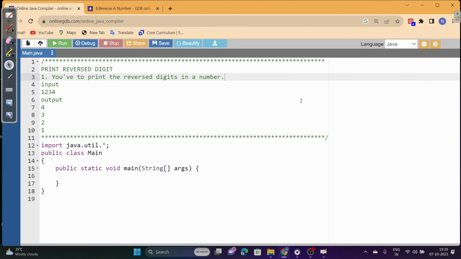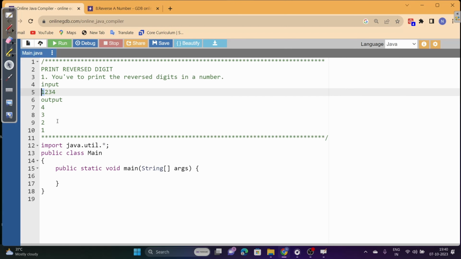In this video, we are going to solve the print reverse digit problem. Actually, the question is very simple. The user will enter the input, and we have to display the digits in a reversed manner. Our input is 1234. Our output will be: what is the last digit? That is 4. Then 3. The next last digit is 2. The last one is 1. So this is the input and this is the output.